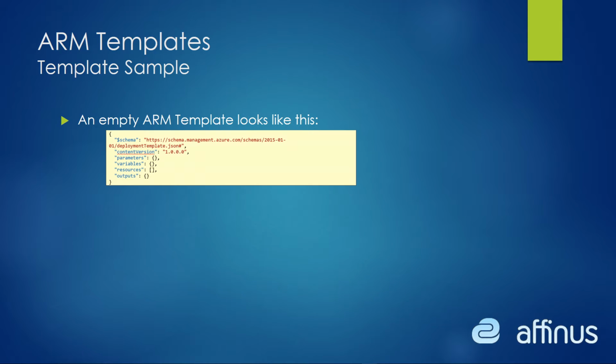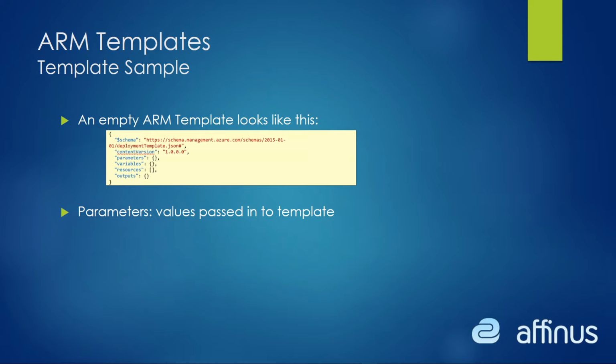So an empty ARM template looks like this. It's a JSON file with a schema, it's got a content version, and then it has 4 sections: parameters, variables, resources, and outputs. Parameters are values that we pass into the template, anything we don't want to hard code. So often that will be the name or the ID of resources that change between environments.